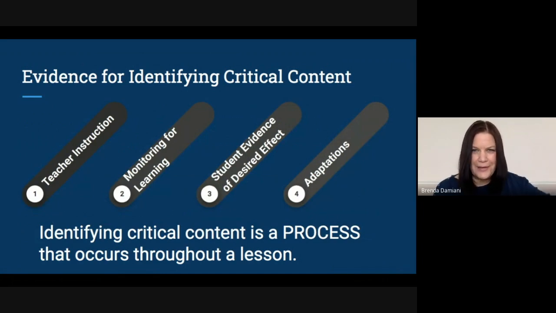It's no longer putting that learning target on the board, pointing it out to students, and then going on with a lesson. It's revisiting it, monitoring to make sure students are understanding that critical content, what they should be learning, gathering evidence, and adapting as needed.